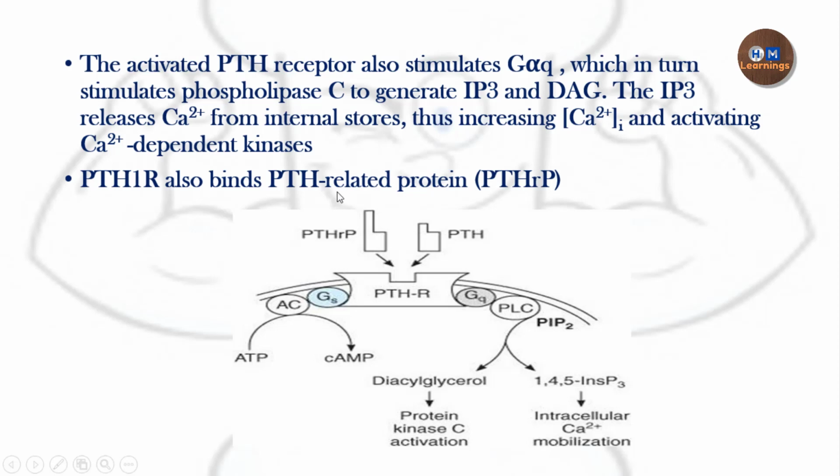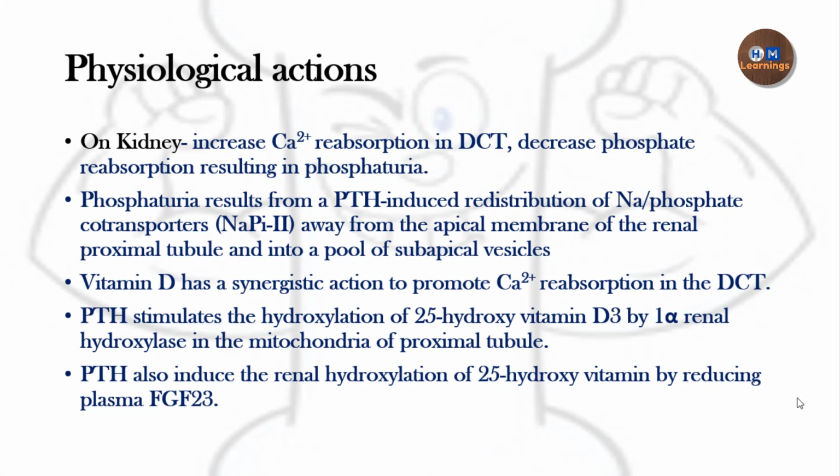Another thing you can see is that there is the parathyroid related protein, which can also bind to this PTHR receptor. It has a clinical significance, we can do it in another video. So now we move on to the next thing, which is the physiological actions of the parathyroid hormone. Like vitamin D, the parathyroid hormone also has actions on the kidney, intestine and the bone. One by one we will look at the action of the parathyroid hormone on these target tissues.